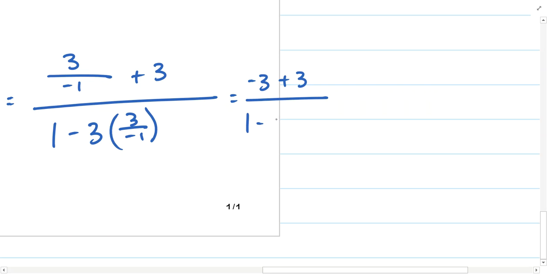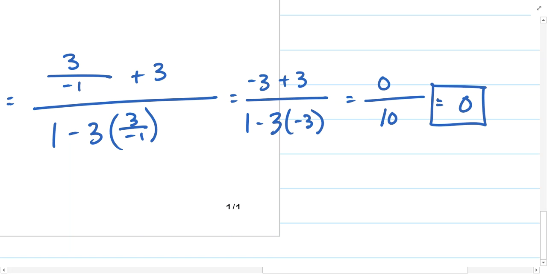But we'll go ahead and finish this out. 1 minus 3 times negative 3. So negative 3 plus 3 is, of course, 0, and negative 3 times negative 3 is positive 9. 1 plus 9 is 10. Now, it doesn't matter what our denominator is as long as it's not 0. If it was 0, we'd have a problem, but since it's some numerical value, we know that 0 divided by 10 is 0 and 0 only.